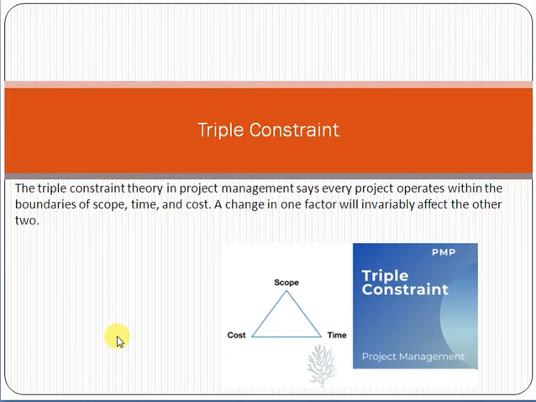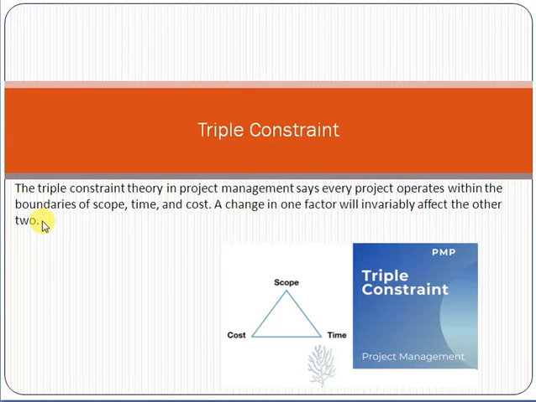So let's start, friends. Triple constraint. Friends, triple constraint theory in project management says that every project operates within the boundaries of scope, time and cost. A change in one factor will invariably affect the other two factors.